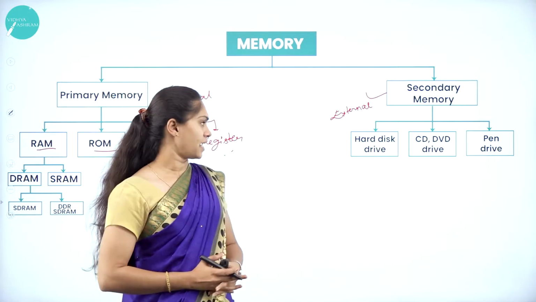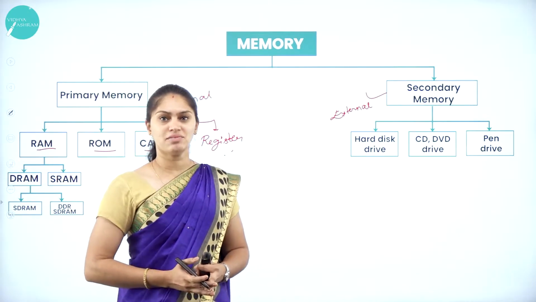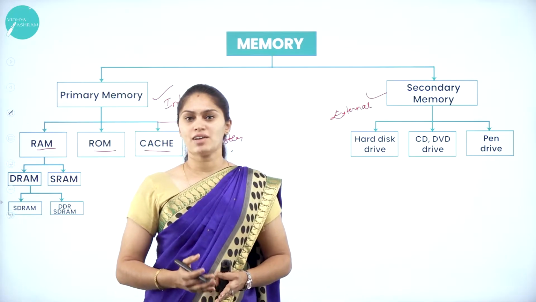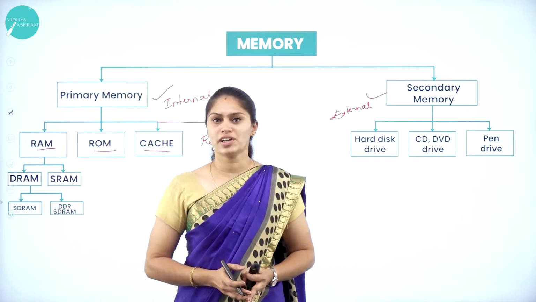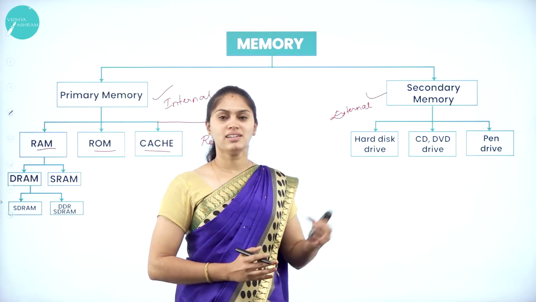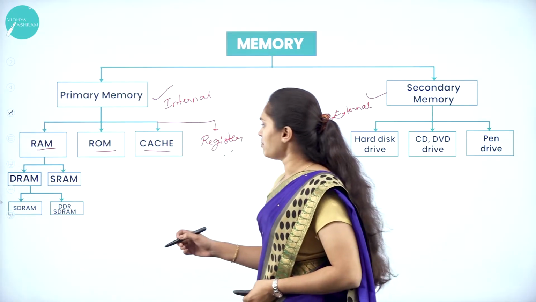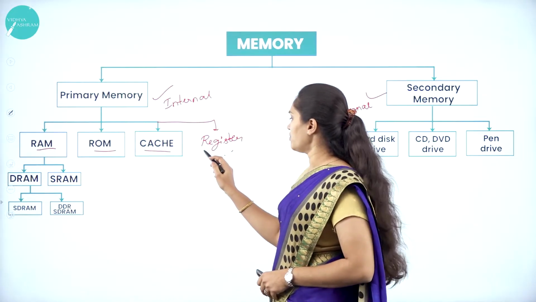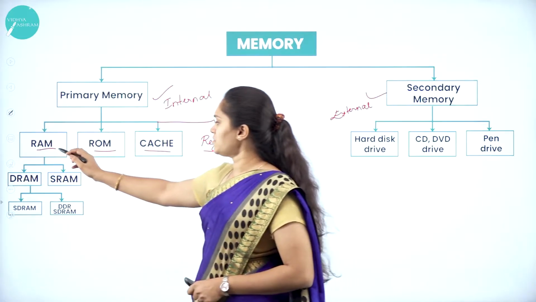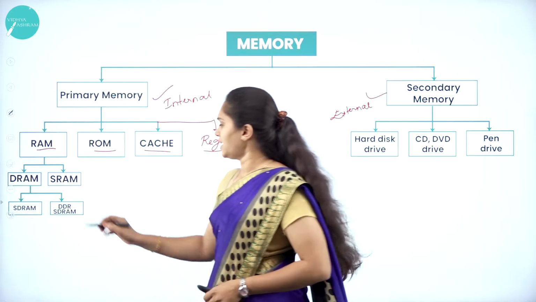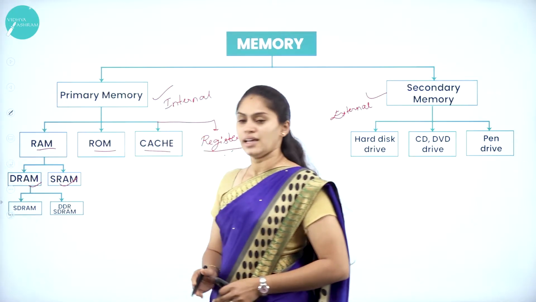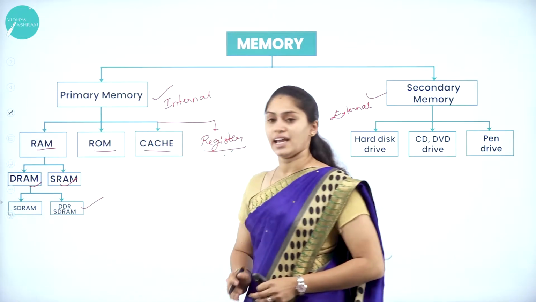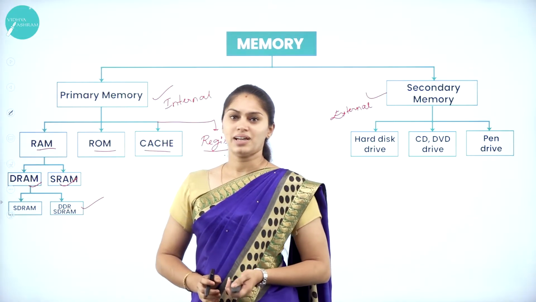Coming to secondary memory, it is grouped as hard disk drives, CD drives, pen drives or any other permanent media on which we store the data. That comes under secondary memory. Primary memory is further classified into RAM, ROM, cache memory along with registers. RAM is further classified into two types, DRAM and SRAM. Again DRAM is further classified into SDRAM and DDR-SDRAM. Now we'll see one by one.